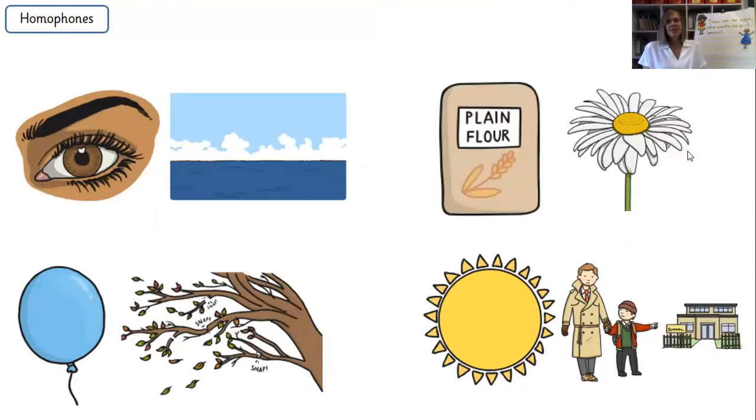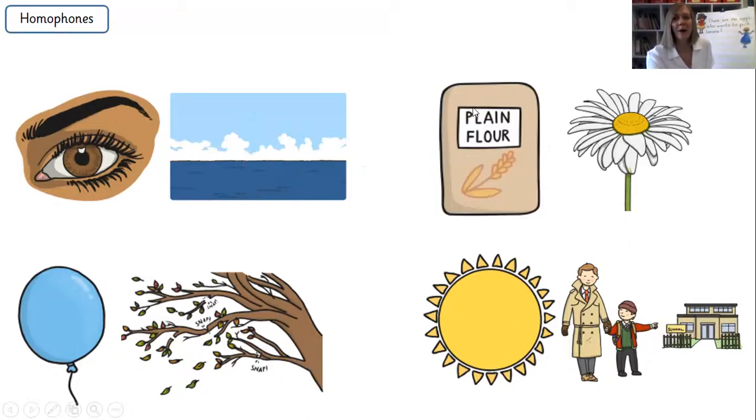So I've got some pictures here, and strangely, we use the same word to describe some of these pictures, but they're spelt differently. So a homophone is when we use the same word, but with a different spelling. So let's have a look at the pictures together. We've got a sea, so we're seeing with our eyes here. I see with my eye. And we've also got the deep blue sea.